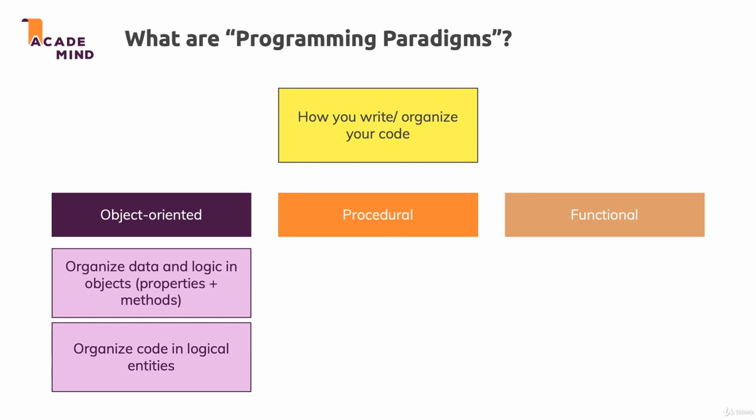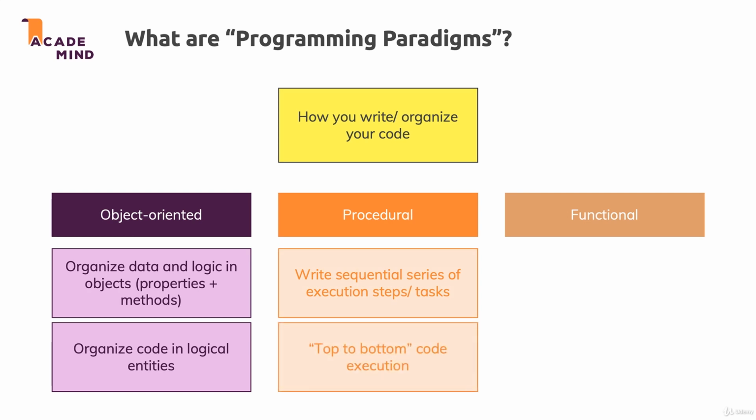Now, when you're following a procedural style, and that's probably the style with which you got started when working with JavaScript, you simply write a sequential series of execution steps and tasks. So you have a top to bottom code execution, you could say. Now, you always have that in every style, but here you simply list these different steps the engine in the end should execute and should perform. You don't organize your code in logical groups or in logical pieces of data. You don't use objects and entities to structure your code. In the end, you just execute step after step.